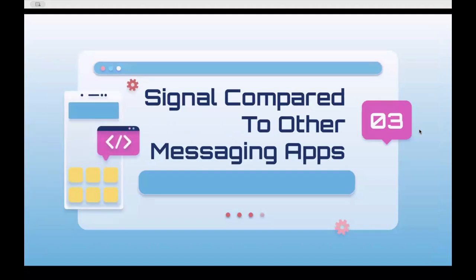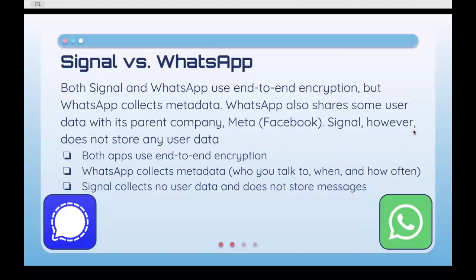Now, our third major point, Signal compared to other messaging apps. To start off, this is a well-known comparison when comparing Signal to other messaging apps. So starting off, Signal vs WhatsApp. Both Signal and WhatsApp use end-to-end encryption, which is known for giving privacy.